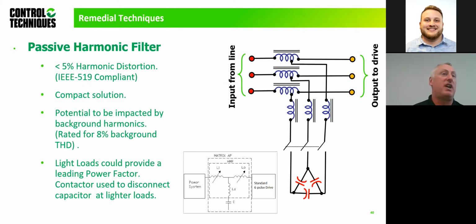And then the harmonic filters. I think some of you guys have already had some experience with passive harmonic filters. Again, you can meet the IEEE 519 easily with these things. They are very compact compared to an equivalent 12 pulse or 18 pulse transformer. But you need to be aware and careful about how you apply these. It's a capacitive passive filter, so you have a tendency on lighter loads to go leading in power factor. That's why the contactor's in there, to switch it out when the power factor goes leading.